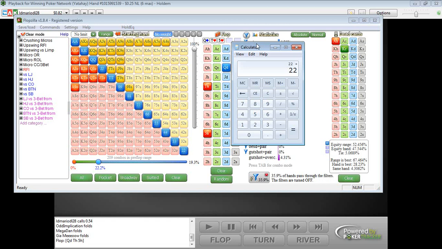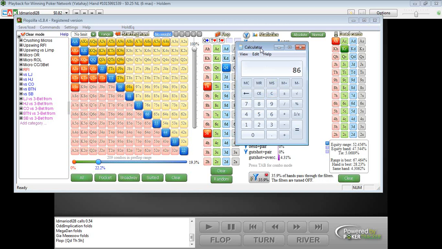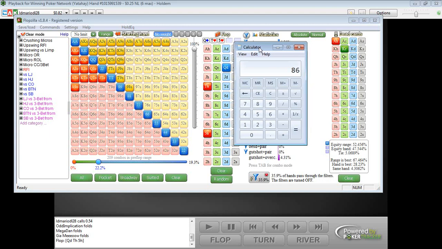Well, actually, let me do it this way. 16 times the 9s, 10s, jacks, kings, and aces. So 16 times 5 plus 6. So he has 86 combos of queens. And then the same thing goes for tens. So queens, he has 86 combos of queens.